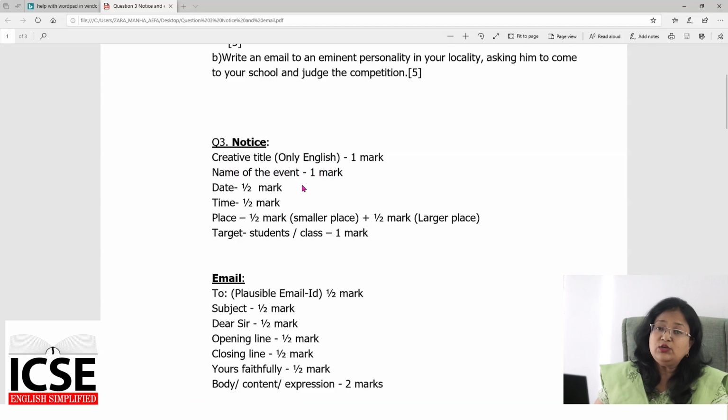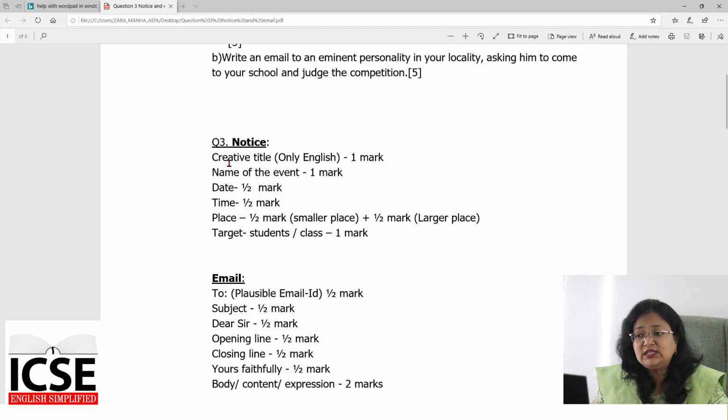The next 1 mark is for name of the event. This is very easy. You just pick it up from the question. So in this case, you will just write handwriting competition. The next half a mark is for the date. The next half mark for time. The next 1 mark is for place. Now this is further bifurcated into 2. You have half a mark for the smaller place and half a mark for the larger place. That means half a mark for the particular place where the competition will be held.